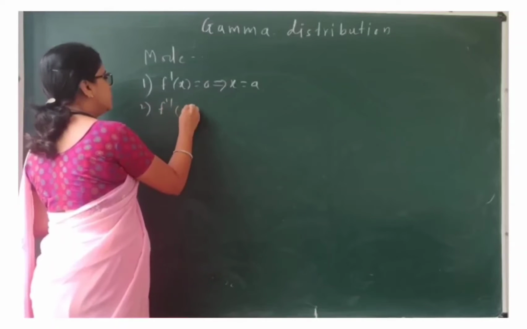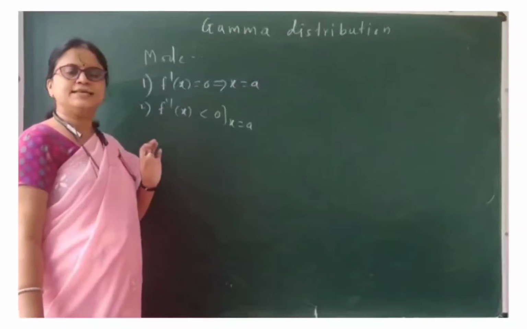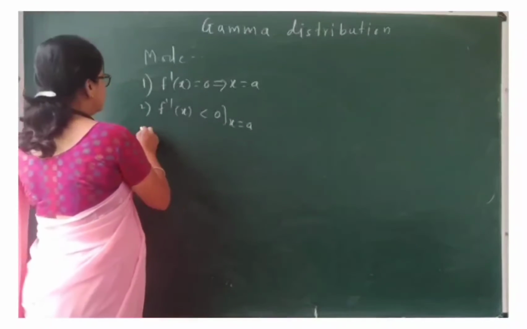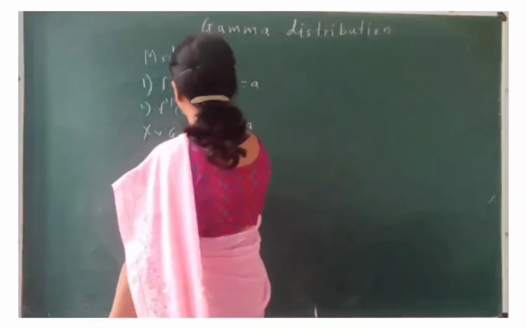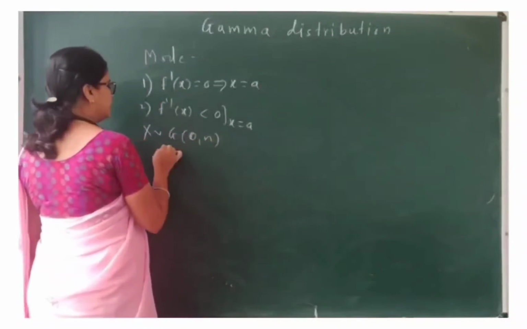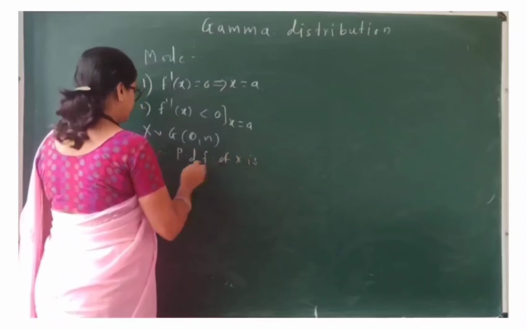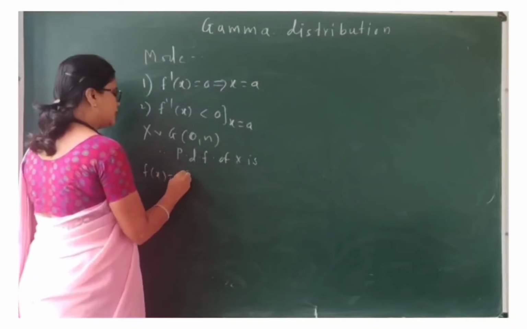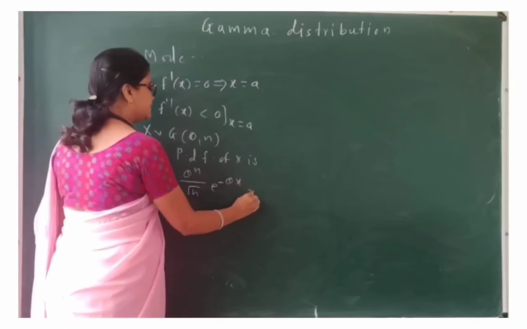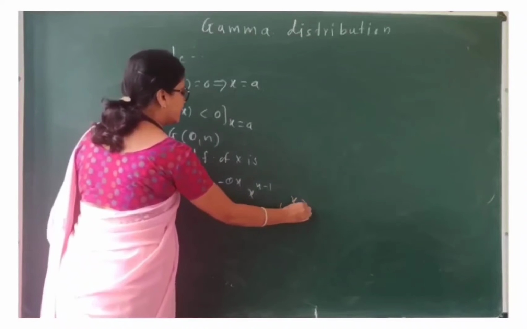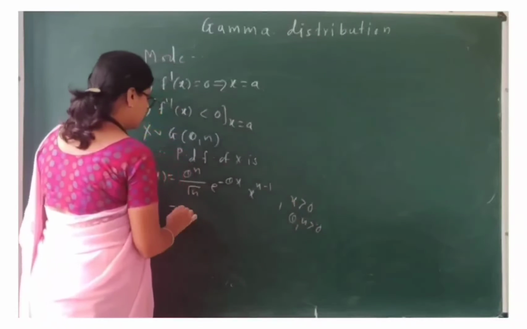and f''(x) is less than 0 at x = a. Okay, now since x follows gamma with parameters theta comma n, the PDF of x is f(x) = theta^n / gamma(n) e^(-theta x) x^(n-1), for x > 0, theta, n > 0, and equal to 0 otherwise.